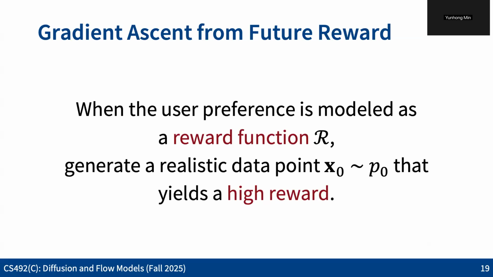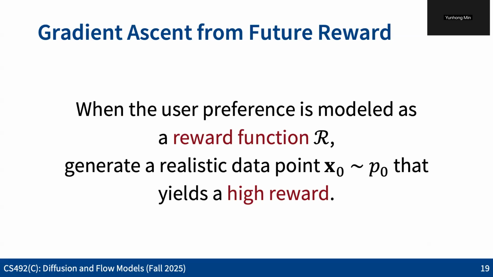So when you have some final output, a realistic data point, if the output of this function is high, that means it's more aligned with the usual preference. If the reward function is low, it means that the output is not really aligned with the usual preference. So we are assuming that we have some reward function giving some notion of the usual preference as a continuous and differentiable function.